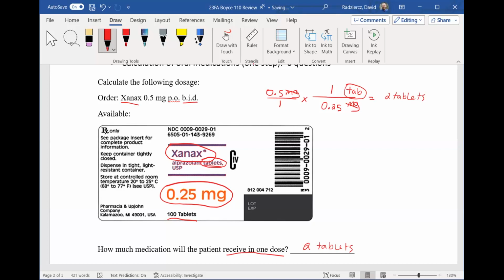If it asked you how many tablets they would receive in a day, that's where you have to pay attention to this BID, right? So if it's twice a day, you're going to give them 2 tablets twice a day. So you would actually give them 4 tablets if it asked you what the daily dosage would be. A lot of times you care about the daily dosage just to make sure the pharmacy is giving the patient enough medication to last whatever it's going to be, 10 days, 30 days, whatever the case may be.